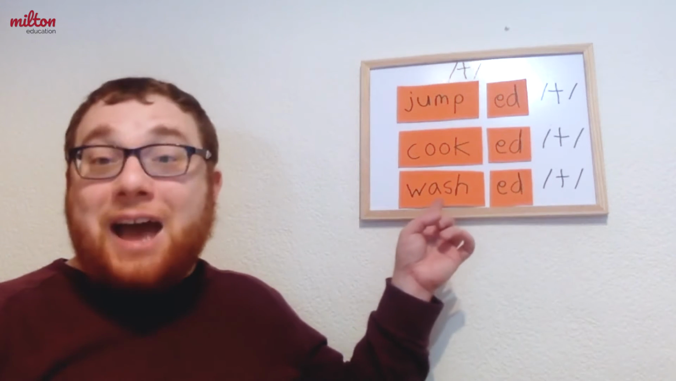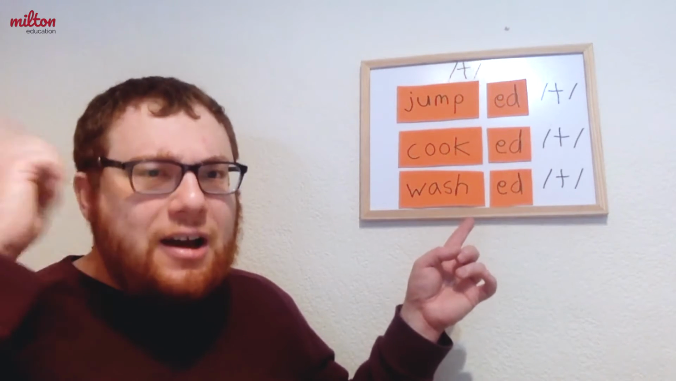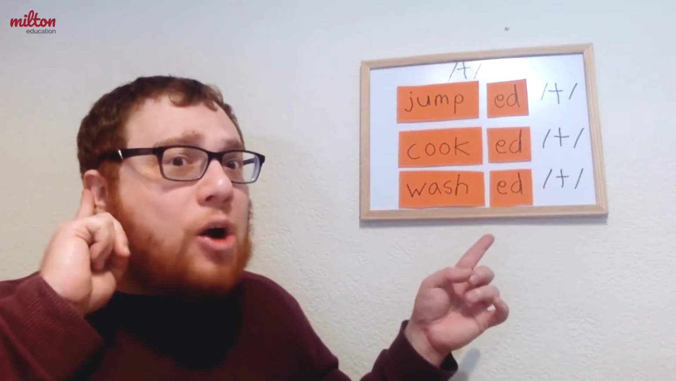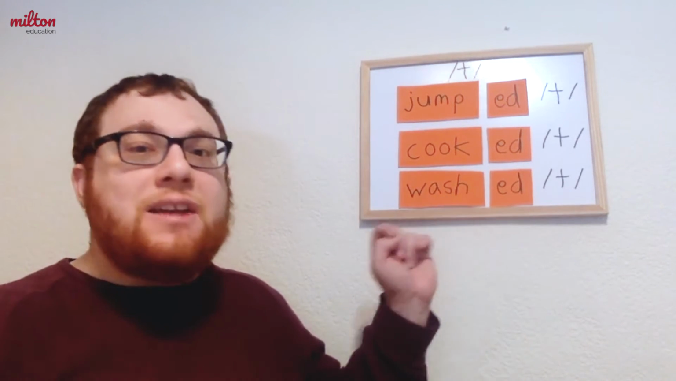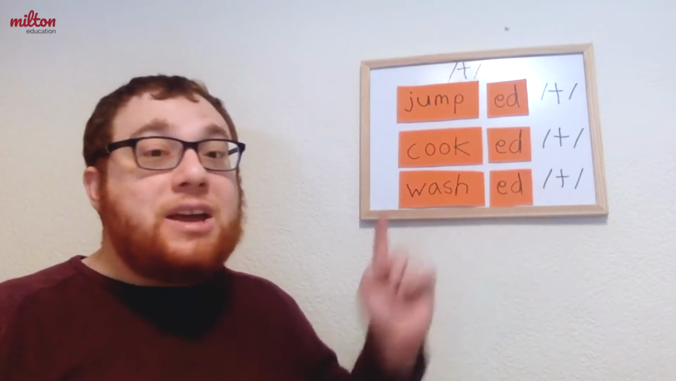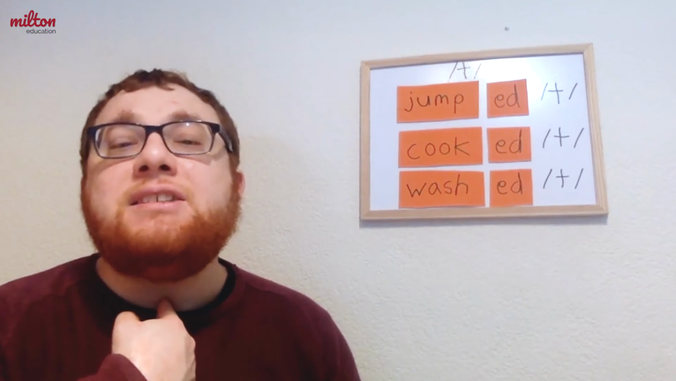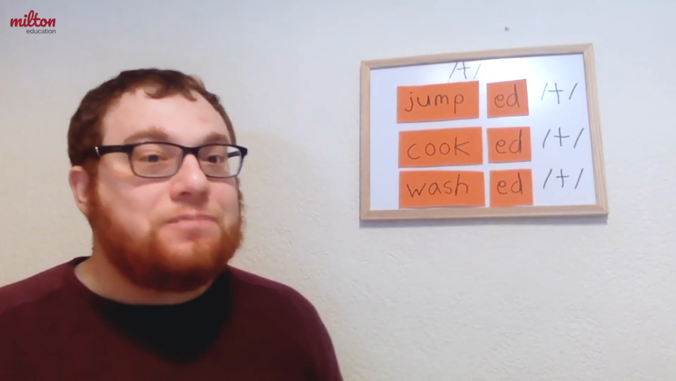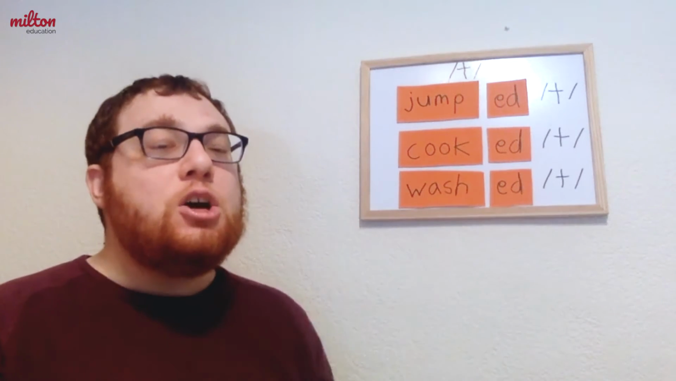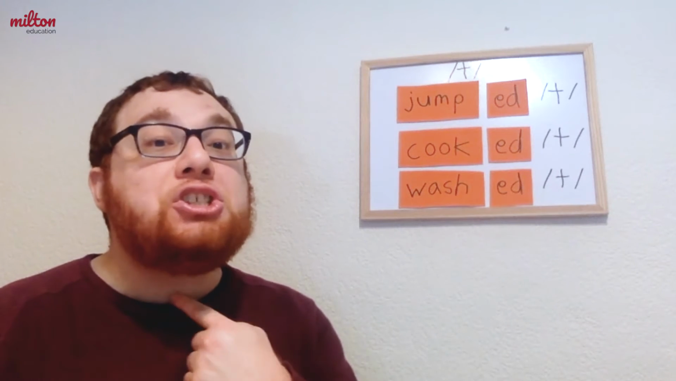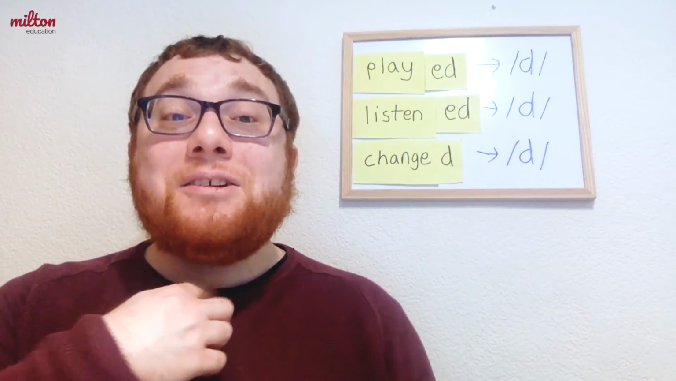Finally, let's look at wash. Remember that I said to think about the final sound, not the final letter. The final sound in the verb wash is sh. Sh is a voiceless sound. So, when we say wash in the past, we say washed. The next group is the D group.